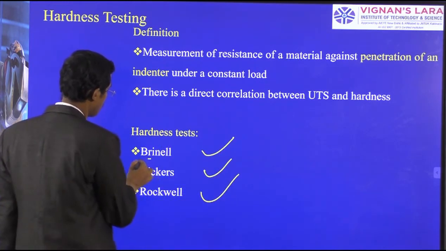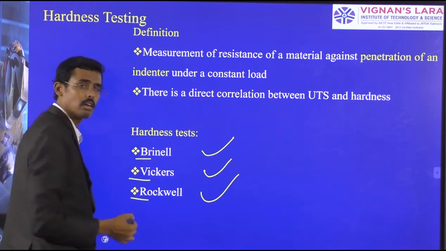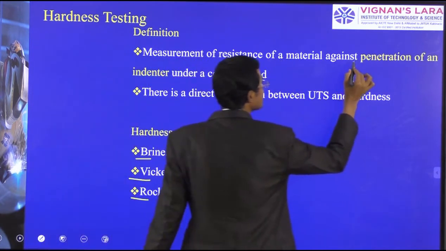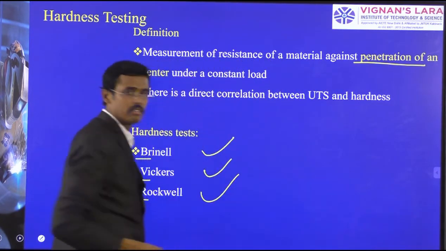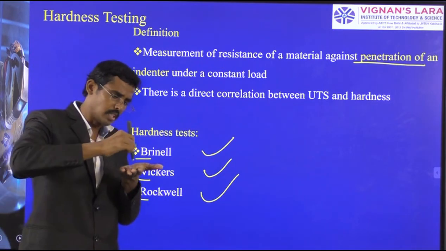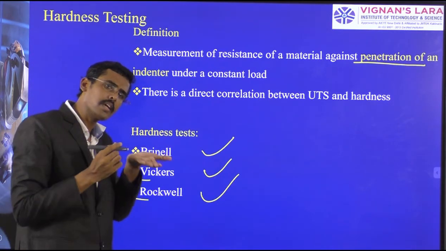I am naming this as B, Vickers or Rockwell. We will see now. So what is this? To measure resistance of the material against the indentation. We have studied this already. So measurement of resistance of material subjected to the indentation load applied on the surface.